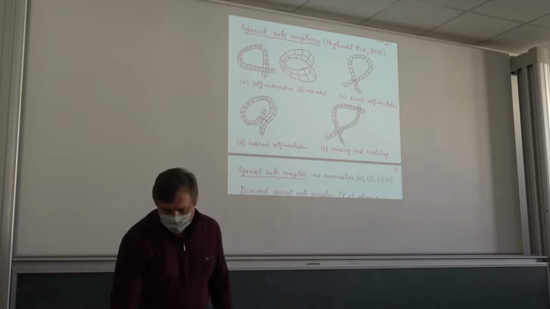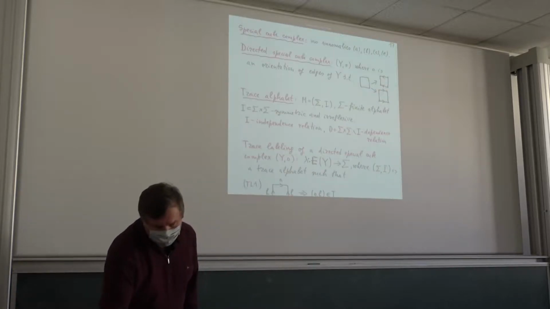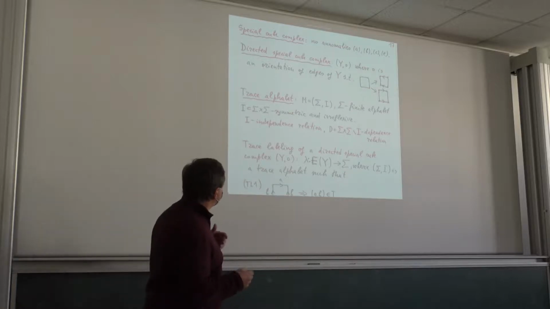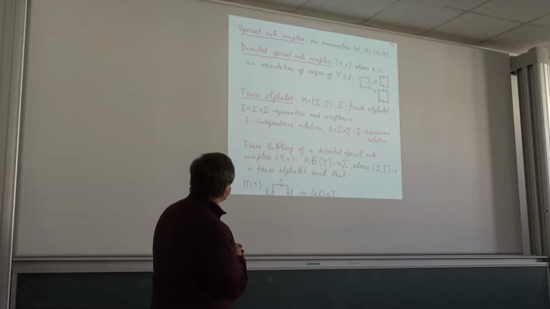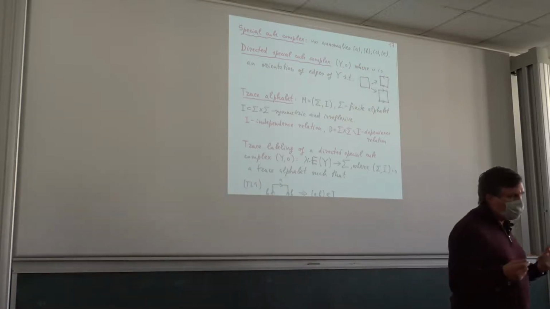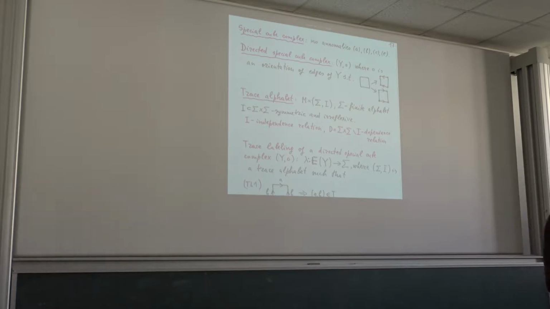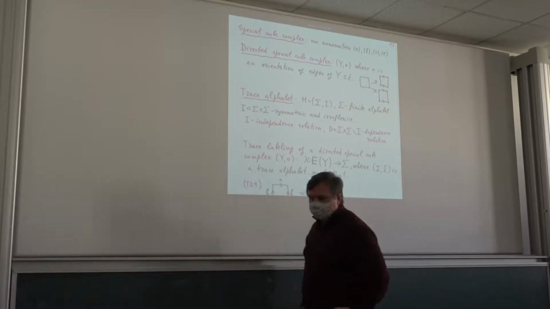This is the result. But to get it, in fact, we need to direct the special complex. A directed special cube complex is just a special cube complex in which all edges are directed, with the condition that if you take a square, the opposite edges in a square have the same direction. Okay? And now the first definition of a trace alphabet.